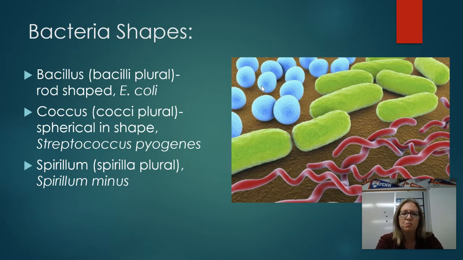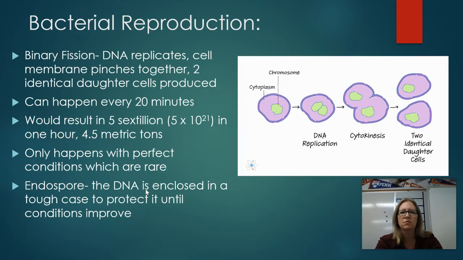And then finally, we get the spirillum, or the spirilla for plural, bacteria. That's these little red spiral-shaped bacteria. One example that I could find was spirillum minus, and it causes this disease known as rat bite fever. Wild. There's lots and lots of different bacteria with these combinations of names, okay?